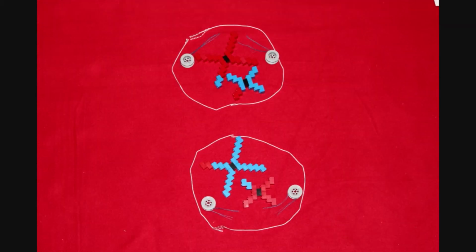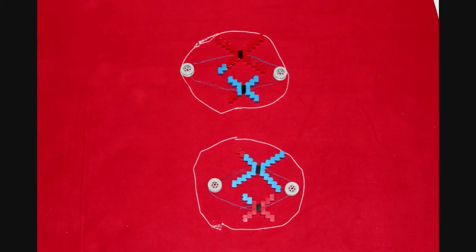Now we're at meiosis 2. The first stage of meiosis 2 is prophase 2. Here, the nuclear membrane dissolves and spindle fibers form. During metaphase 2, the chromosomes align along the equatorial plate. Each chromosome contains two sister chromatids, which are held together with the centromere.